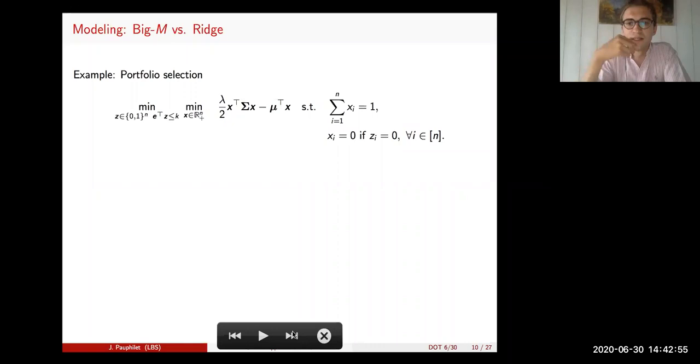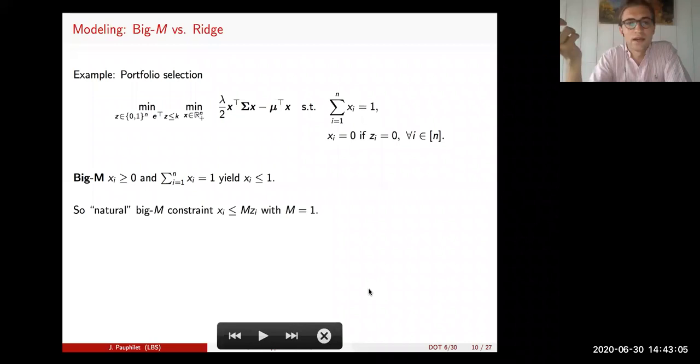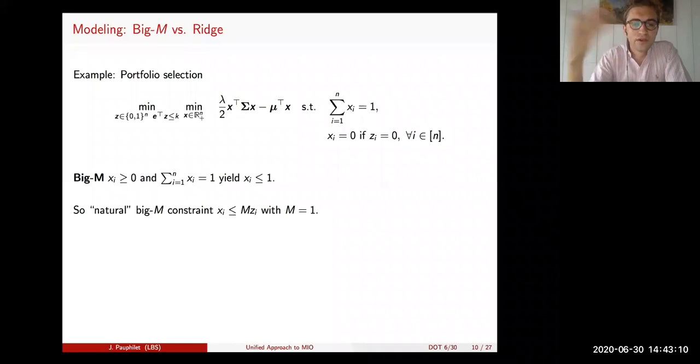So the thing most of us do when we have a problem of this kind is start analyzing the constraints. We see that the Xi are not negative, we don't short sell. You invest everything, so the sum of the Xi's equals one. So it means that each Xi individually is bounded by one. So there's a natural big M constraint here, by adding the logical constraint to say Xi has to be less than M times Zi, with M equal to one.